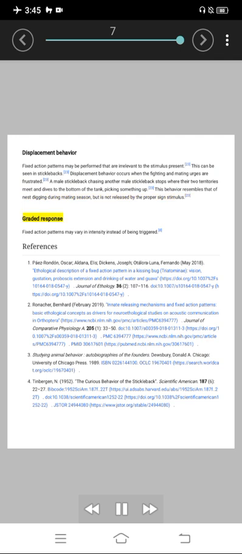Fixed action patterns may vary in intensity instead of being triggered. References: Paez Rondon, Oscar, Aldana, Ellis, Dickens, Joseph, Odalora Luna, Fernando, May 2018. Ethological description of a fixed action.